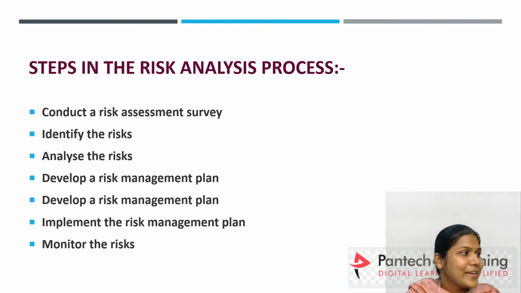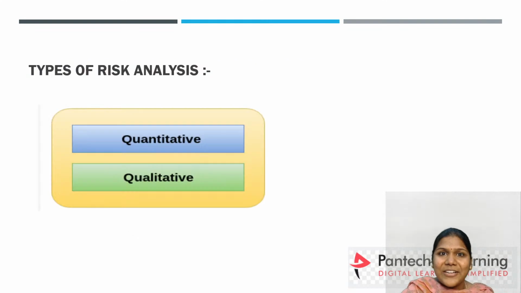So, steps in the risk analysis process. Conduct a risk assessment survey. Identify the risk, analyze it, develop a risk management plan. Next, implement the risk management plan, then monitor what all the risks are that might be occurring. So the types of risk are qualitative and quantitative.